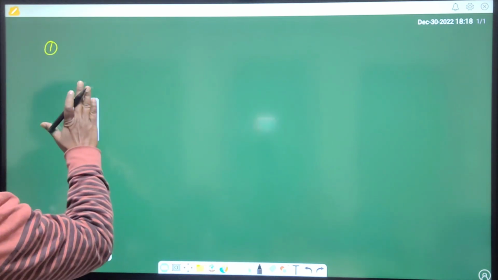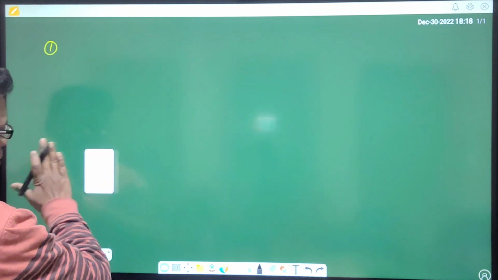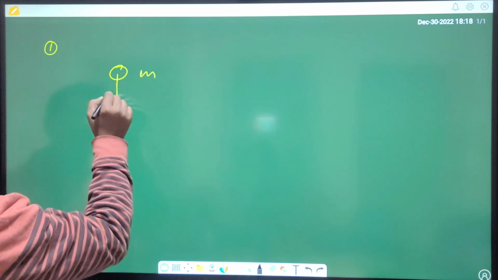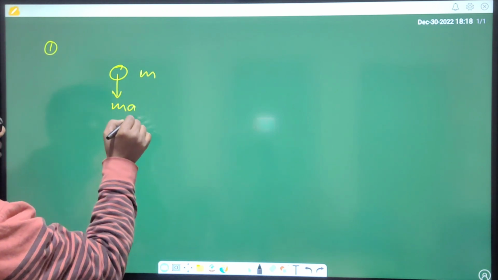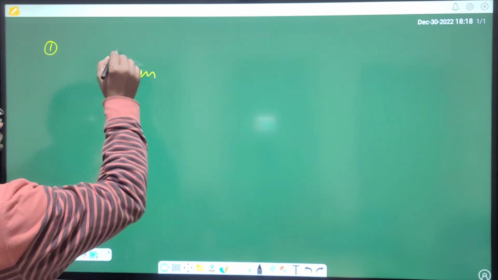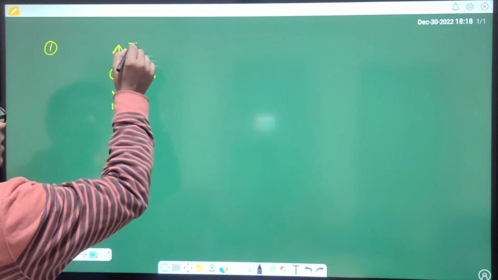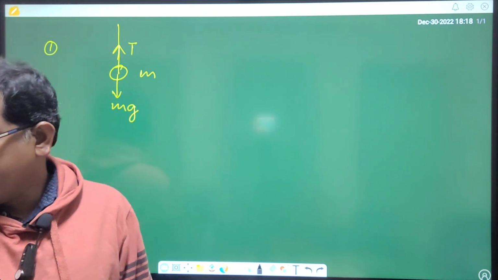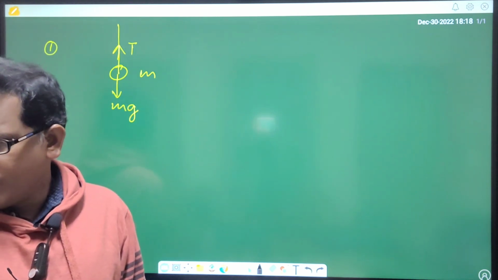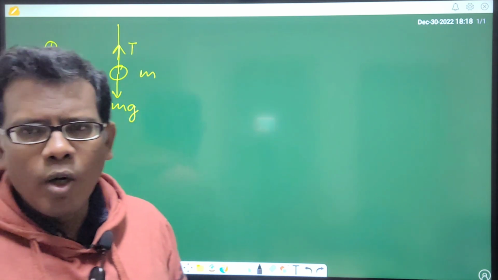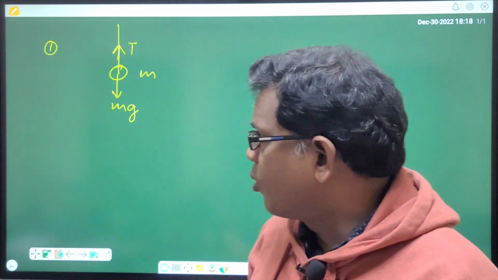If this is a block or particle of mass m, so definitely it is having its weight mg acting vertically downward, right? It is mg downward, and tension in the string, this is a string, so tension in the string should be acting upward, because whenever we attach a string with a block, tension in the string should act in the upward direction.